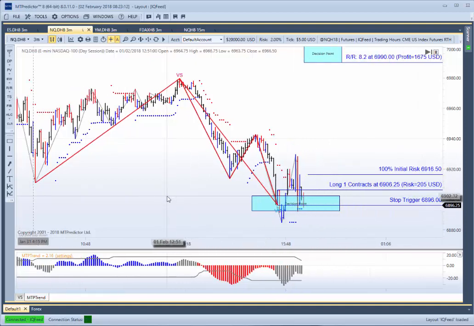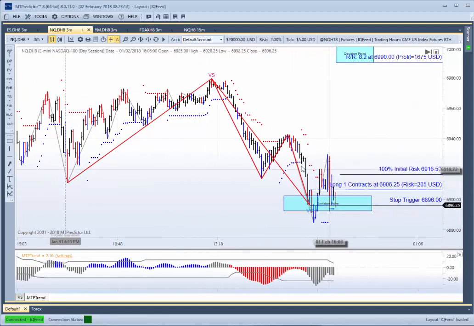So what I said right at the start of the video is that losses can and will and do happen. But what we want to try and do in MTPredictor is when we get losing trades, like this one would have been a valid loss. You can see the MTP trend had gone grey there. So that again indicated that the market was in the process of making a low and reversing. So that would have been a valid trade, but it would have been a loss.